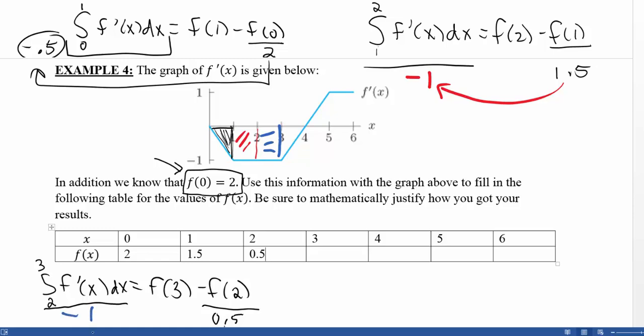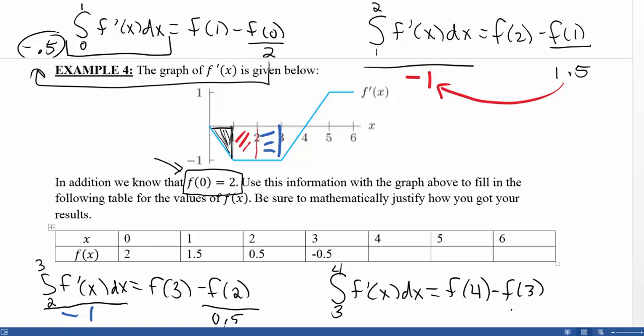To solve for f of 3, I need to add the 0.5 over. -1 plus 0.5 is going to give you -0.5. So f of 3 is -0.5. Moving on, to find f of 4, we're going to do the integral from 3 to 4 of f prime of x dx, and that's going to equal f of 4 minus f of 3.